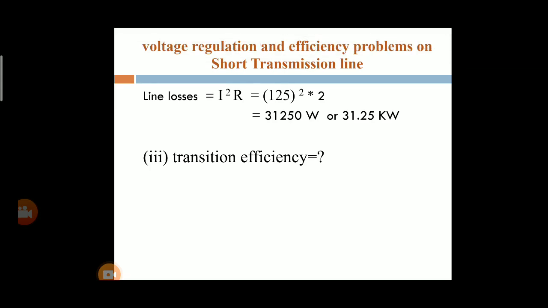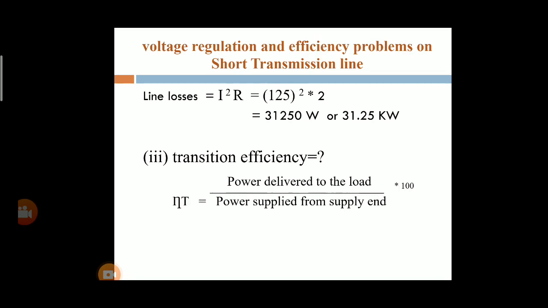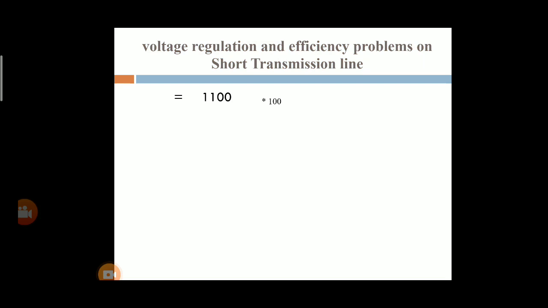We already know the power transmission efficiency. The formula for efficiency is the power delivered to the load by the power supplied from the supply end, multiplied by 100. Then the formula for that efficiency is VR IR cos phi r by VR IR cos phi r plus I square R losses.